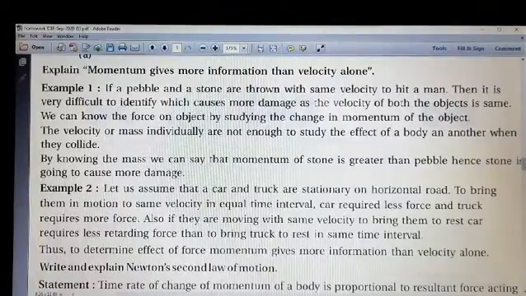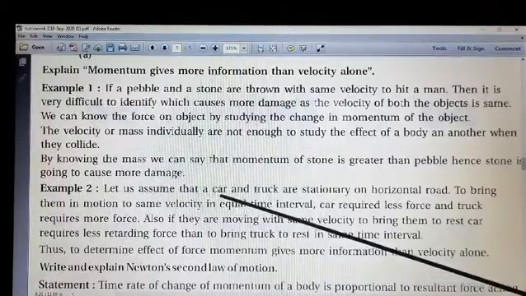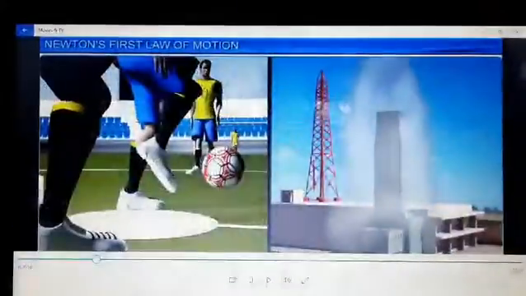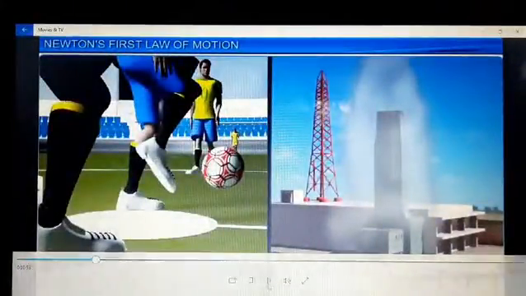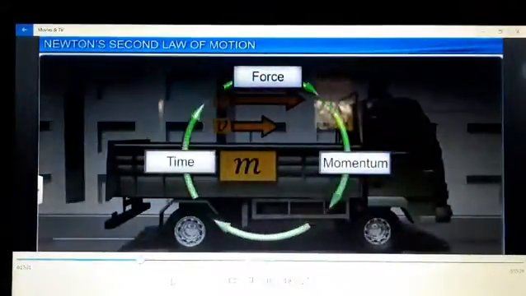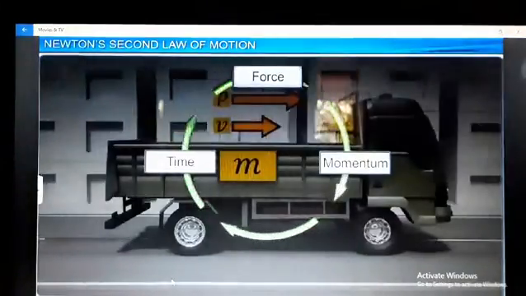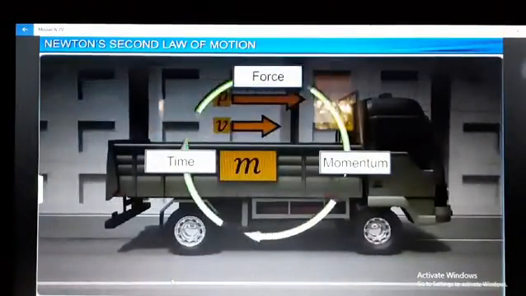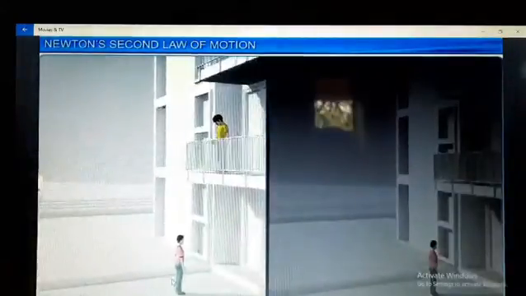Second example: let us assume that a car and a truck are stationary on a horizontal road. Now we show a video. Look here. One truck is moved in one direction. So it has some force.